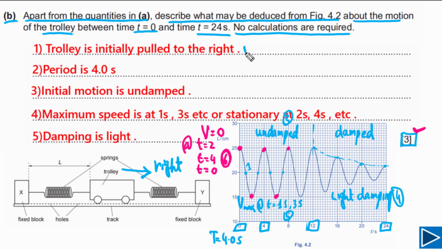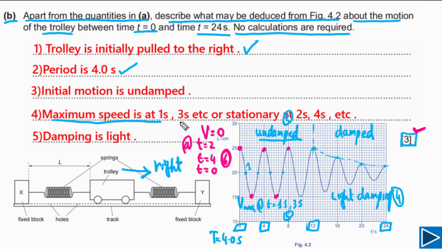So you can see the first point I have written here: the trolley is pulled to the right. You will get 1 mark. Second mark, you can say the period of oscillations is 4 seconds. You will get the 2nd mark. And the 3rd mark, you can say initially the motion is undamped, as we have discussed here. Motion is undamped until this point.